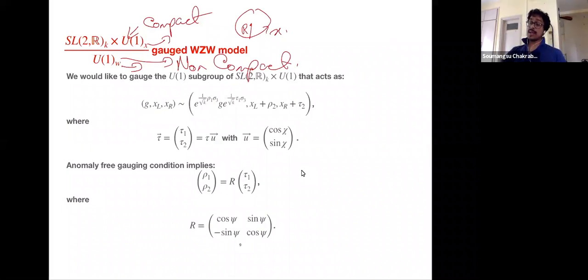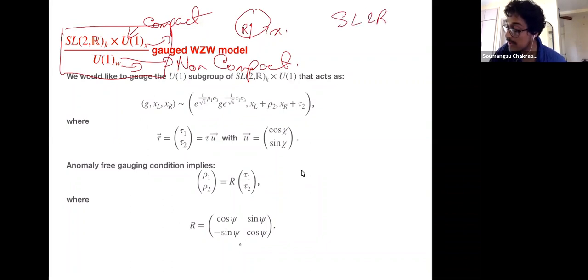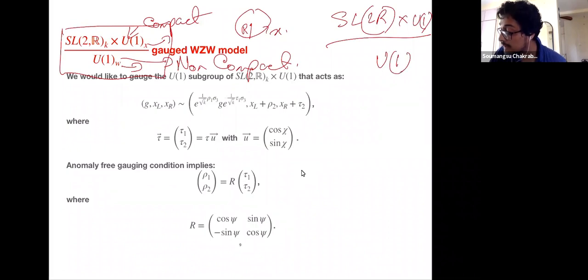So when I say that I have a coset or a U1 gauging, I need to tell you exactly how this U1 acts on this SL2R times U1. So basically you have SL2R times U1 divided by U1, and this U1 can act a little bit here, a little bit here, and I need to tell you exactly how this U1 acts. But let me just take 30 seconds out of my talk to motivate why I chose this particular coset.